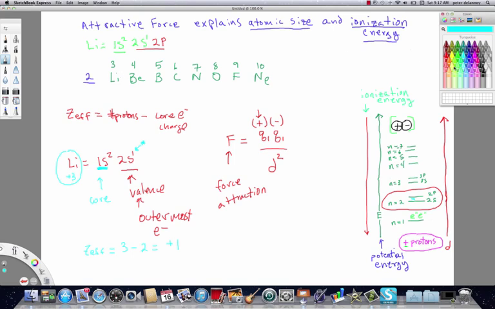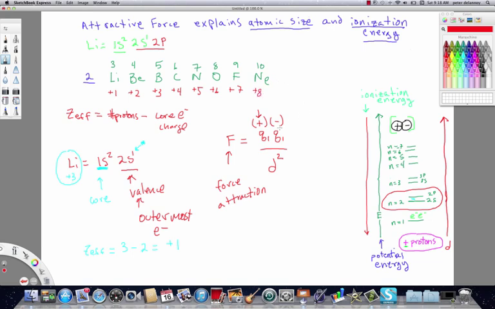Now, we can do a similar calculation. I'm going to let the viewer do that for all of the atoms that are in period 2. And when you do that, here's what happens. Lithium is +1, outer shell. This is the effective nuclear charge that the outer shell electron is seeing. Beryllium is +2. Boron is +3. Carbon is +4. Nitrogen +5. Oxygen +6. Fluorine +7, and neon is +8.